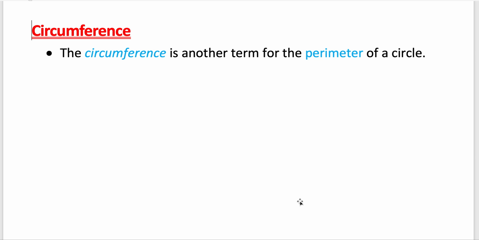So, circumference. What is circumference? It is another term for the perimeter of a circle. So basically, the circumference is the perimeter of the circle. You just have to get used to that word.